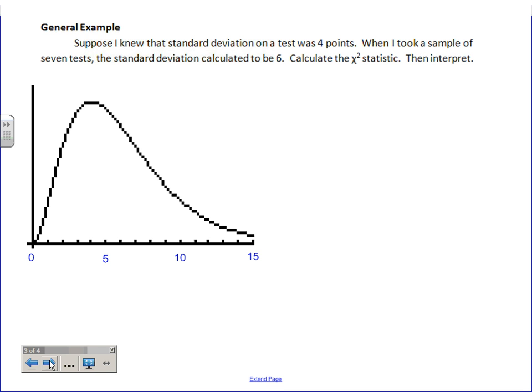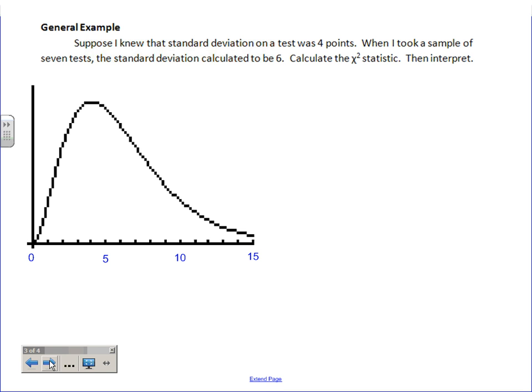All right, so suppose I knew that the standard deviation on a particular test was 4 points. So maybe I gave you guys a test, or maybe it was that basket weaving class I had. I gave them a test, and I knew the standard deviation for that entire test was 4 points. Let's say then I took a sample to see how good I could do sampling, and I took a sample of 7 tests. Notice, did we say anything about n on this one? Not really. We didn't say n had to be 30 or anything like that. The standard deviation I calculated to be 6. So the sample I took varied more than the actual population.